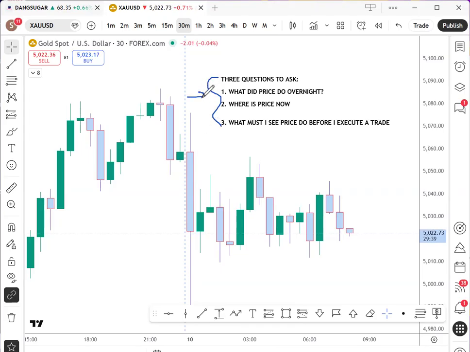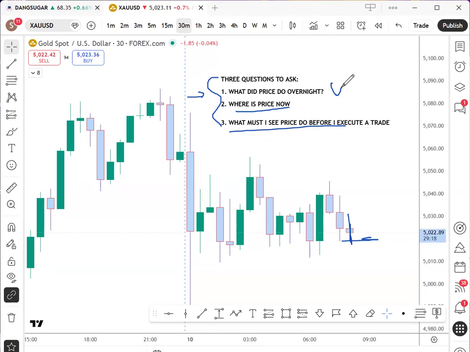The first question: what did price do overnight? So what did price do before you got to your charts right here? Was it trending or was it ranging? Then you want to identify where is price now. Just say, okay, price is right here. And then, what must I see price do before I execute a trade?